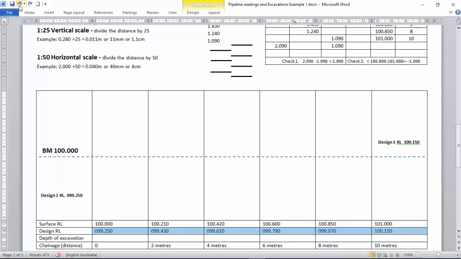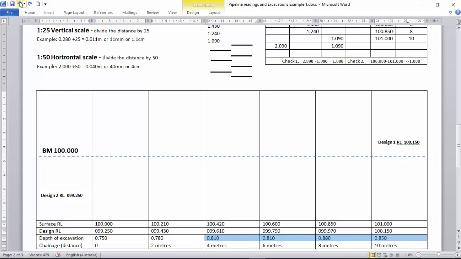Then we put in our design RL, we've already done those calculations. Then what we do to get the depth of the excavation, we take the design RL away from our surface RL, and that gives us 750 mil. We then do it for the next one as well, 99.43 away from 100.21, and that gives us 780 mil. Then we just complete those calculations going across the page at 4, 6, 8 and 10 metres. They're our answers. So we've got our depth of trench going across there.